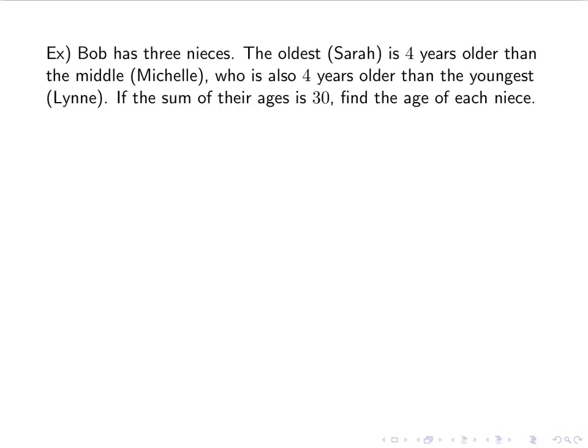Let's try another one. Bob has 3 nieces. The oldest, Sarah, is 4 years older than the middle, Michelle, who is also 4 years older than the youngest, Lynne. If the sum of their ages is 30, find the age of each niece.